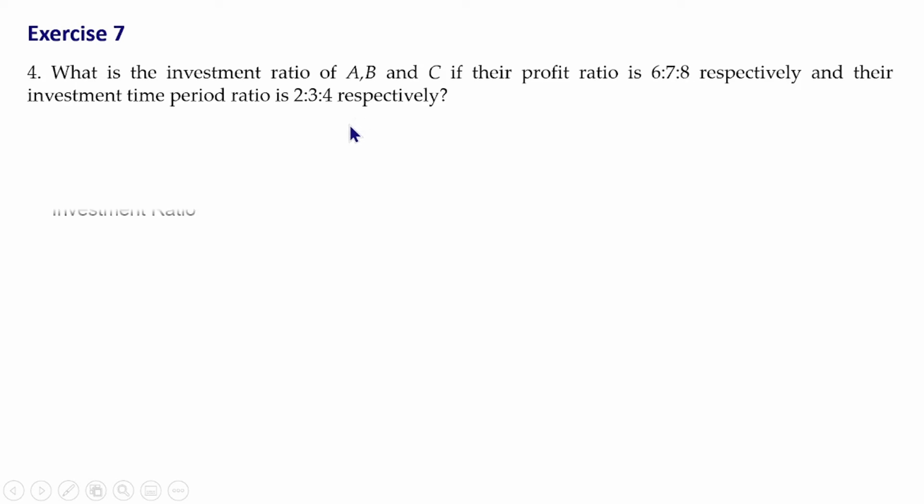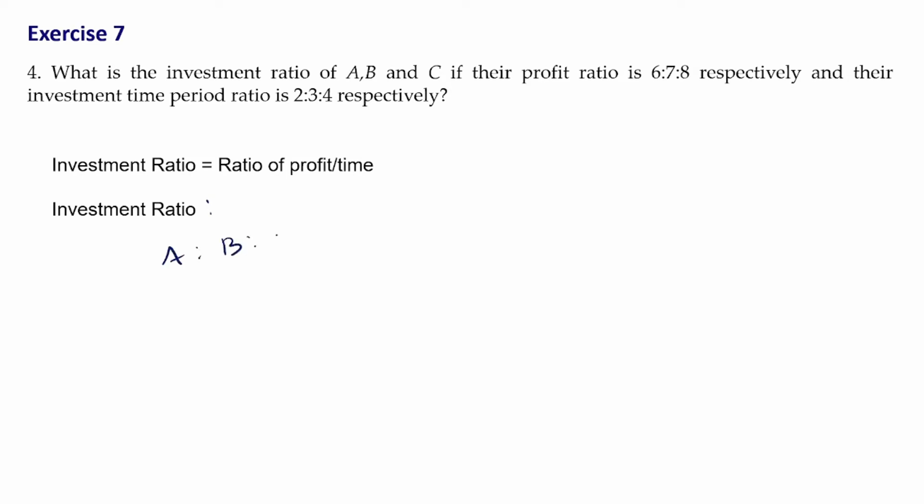We just now saw we can calculate the investment ratio as ratio of profit by time. So the investment ratio of A, B and C, it is given by 6 by 2 is to 7 by 3 is to 8 by 4. So A's profit is 6, B's share is 7, C's share is 8 and A has invested for a time period 2, 3 for B and 4 for C.